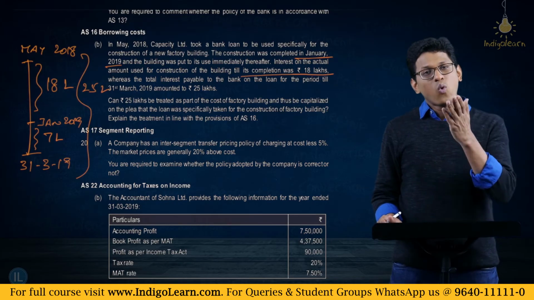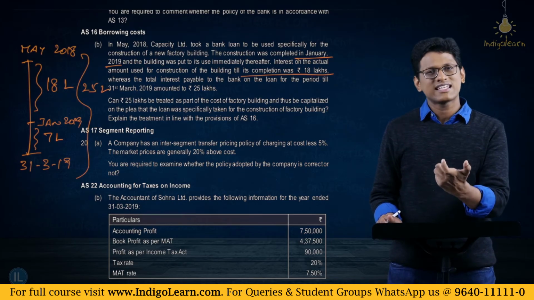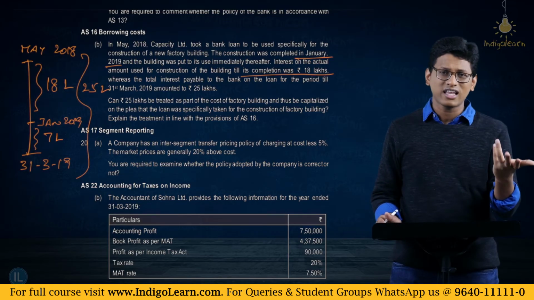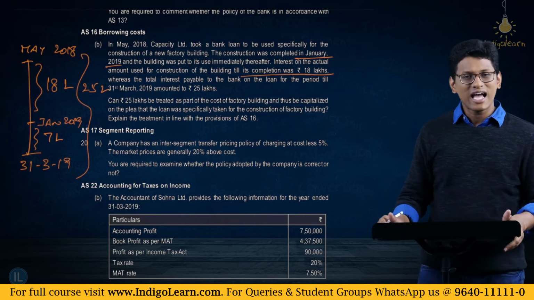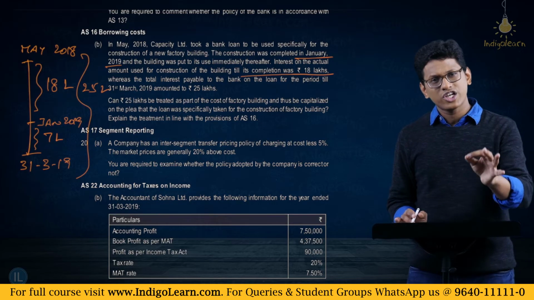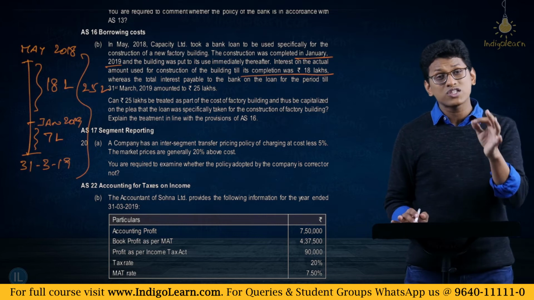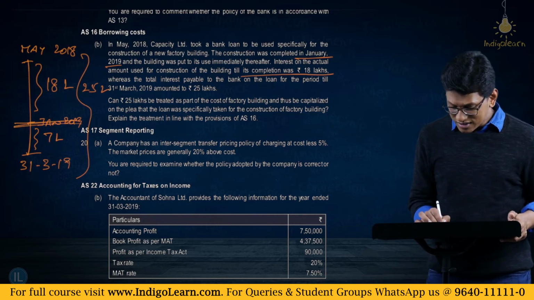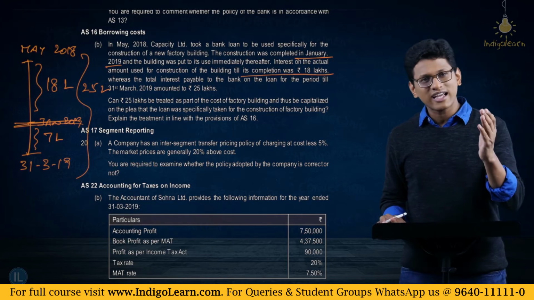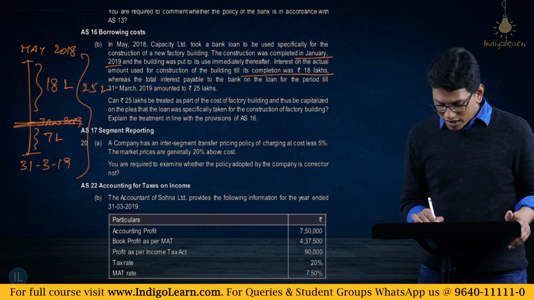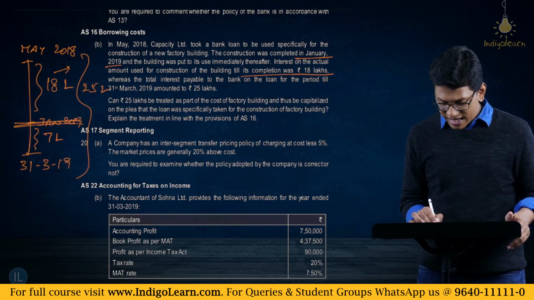Now, once the qualifying asset gets ready for its intended use, completed means what? It's ready for its intended use, right? Otherwise you can't say it's completed. So if the asset is ready for its intended use, capitalization of borrowing cost should cease, means permanently stop. So after this period, you cannot capitalize the interest cost. Now, what about 18 lakhs? 18 lakhs can go and get capitalized.